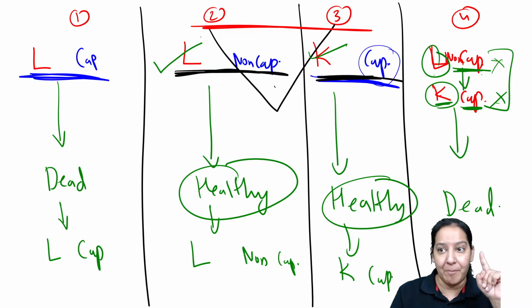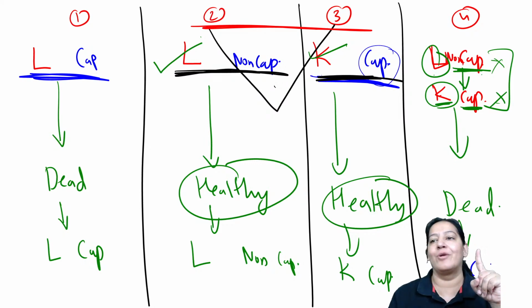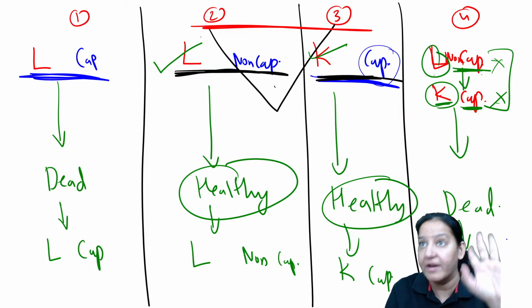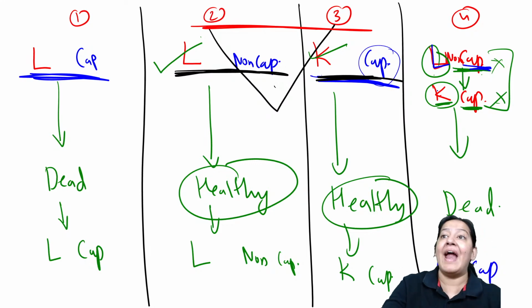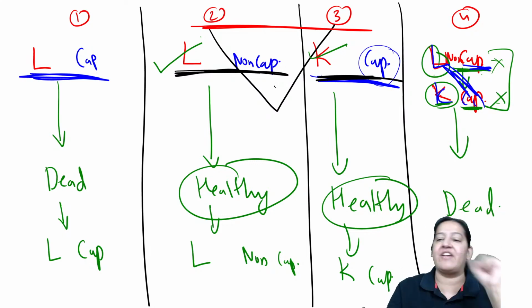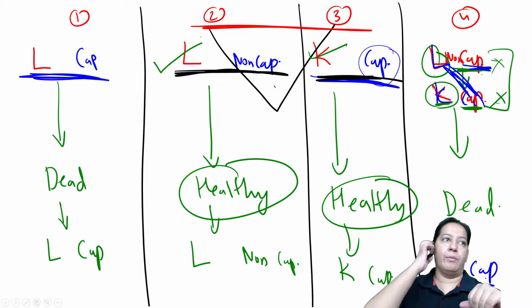And here in the blood of the mice, on the contrary, you will get live capsulated ones. You have not injected live capsulated ones. You have injected live non-capsulated and killed capsulated. You got live capsulated in the blood. So that is transformation taking place.